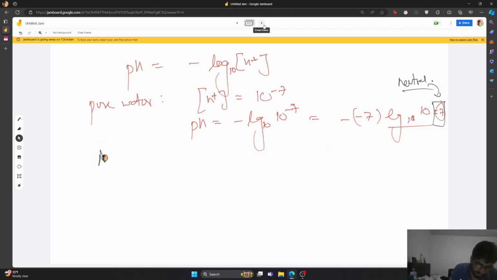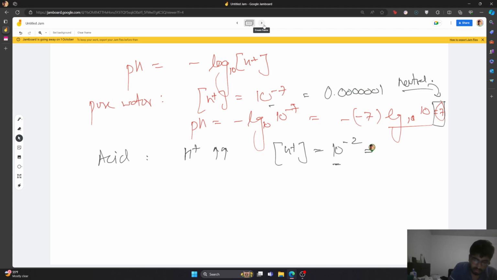Now say you had an acidic solution. Since acids have a lot of H plus, say the concentration of H plus rose up to 10 power minus 2. Understand that this is bigger than this: 10 power minus 7 is 0.0000001, and 10 power minus 2 is 0.01, which is of course bigger. So if this is the concentration of H plus, then the pH in this case will be 2. So this is where the convention comes from, that if it is less than 7, then we call it acidic.